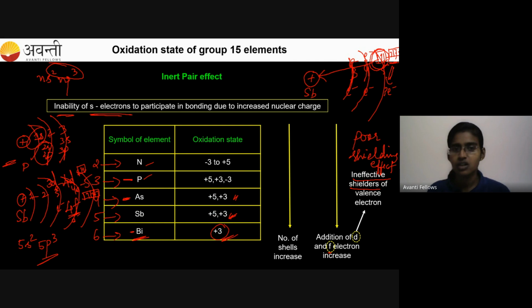This is the inability of the s electron to participate in bonding due to the increased nuclear charge. Increased nuclear charge is nothing but the increase in the number of protons. The nuclear charge increases as protons are added along with electrons. That is the nuclear charge. So as the atomic number increases, the lower oxidation state becomes more stable. That's all. This is your inert pair effect. Got it? Because of this inert pair effect, the stability is more for the lower oxidation state.